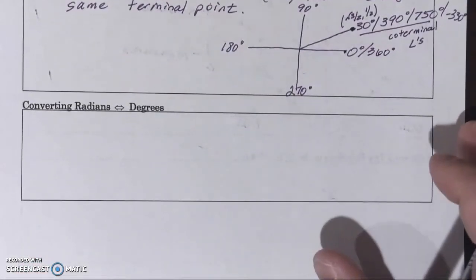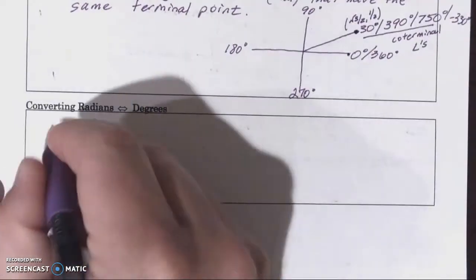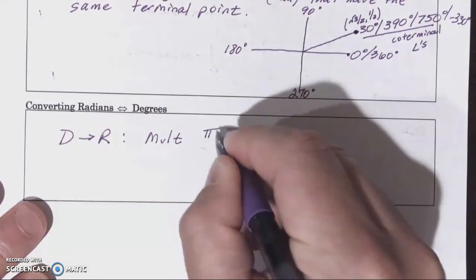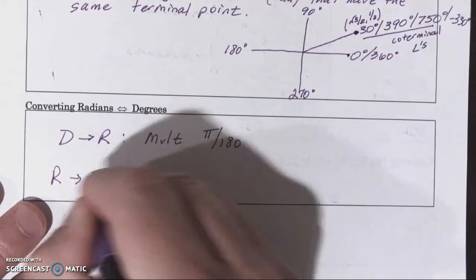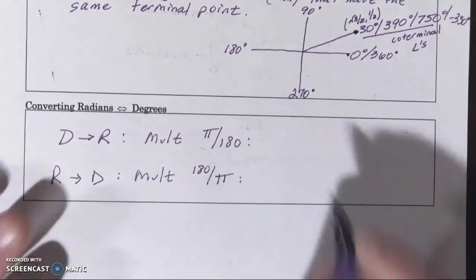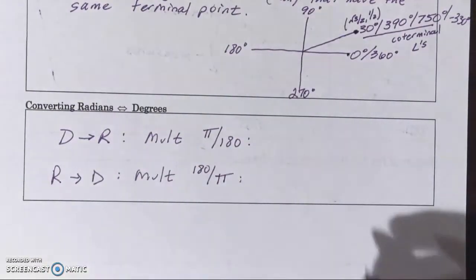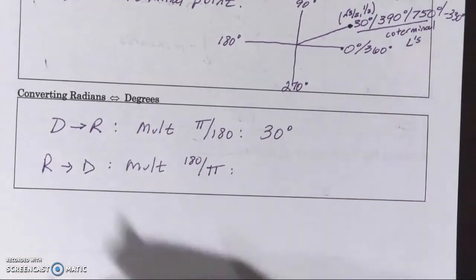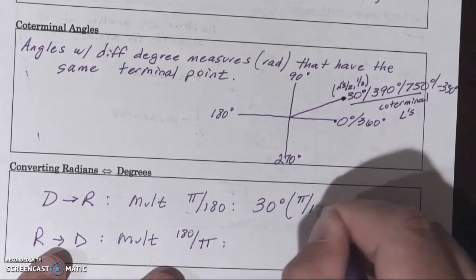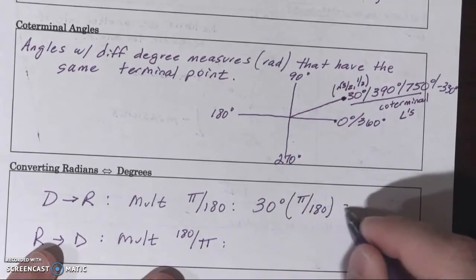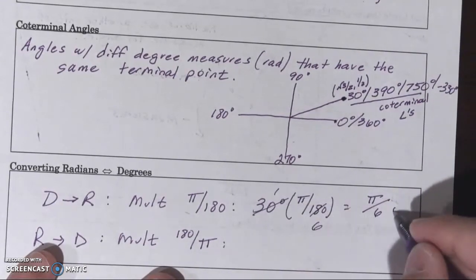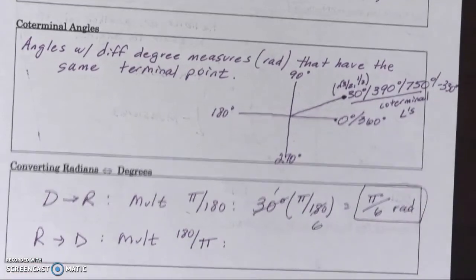Last but not least, converting radians to degrees and vice versa. To go from degrees to radians, we multiply by pi over 180. To go from radians to degrees, we multiply by 180 over pi. And I will prove to you the linkage between degrees and radians. If we had 30 degrees, which according to our unit circle is pi over 6, let's do our conversion of multiplying by pi over 180. We would get 1 pi over 6. These would cancel to a 1 and a 6. 30 degrees is pi over 6 radians.